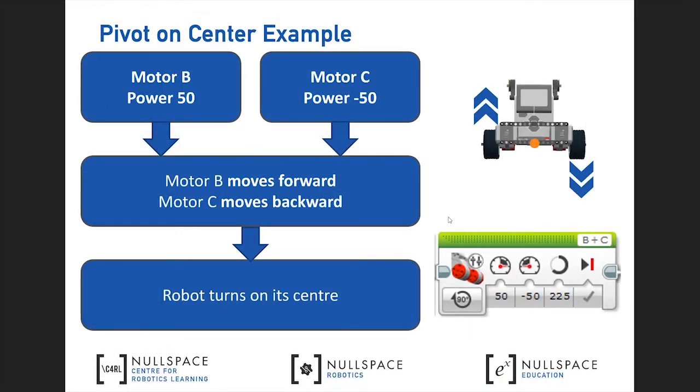The third and final turn is a pivot on center, whereby one motor goes forward and one motor reverses. In this case, motor B is set to go forward at power 50, while motor C is set to reverse at power negative 50. Therefore, the robot turns on its center. This is the demonstration of the move tank block. First digit, positive 50, second digit, minus 50 for motor C, and the last digit will be the duration of your turn.